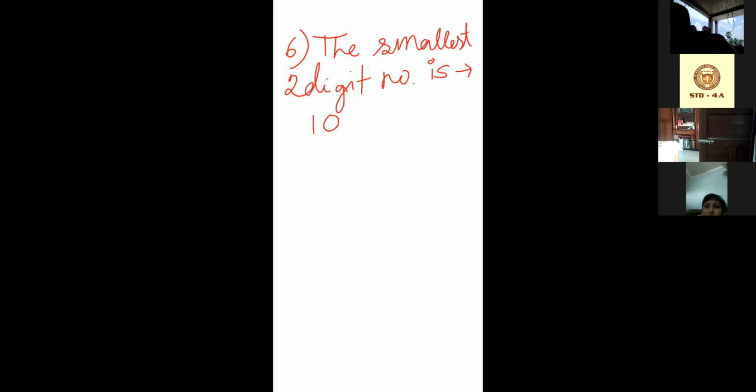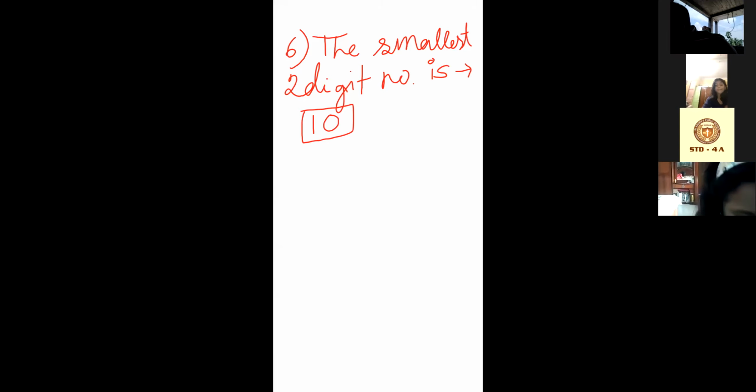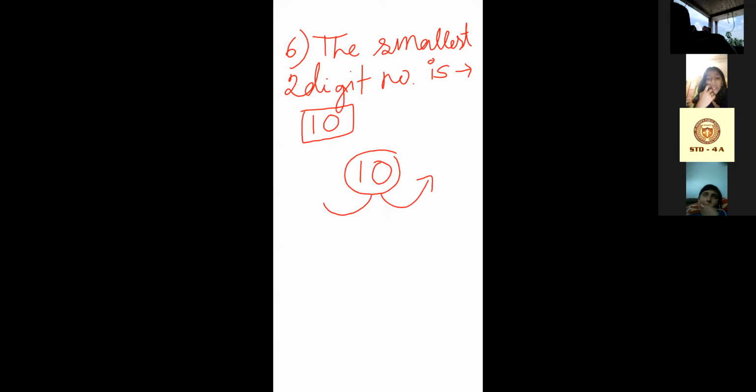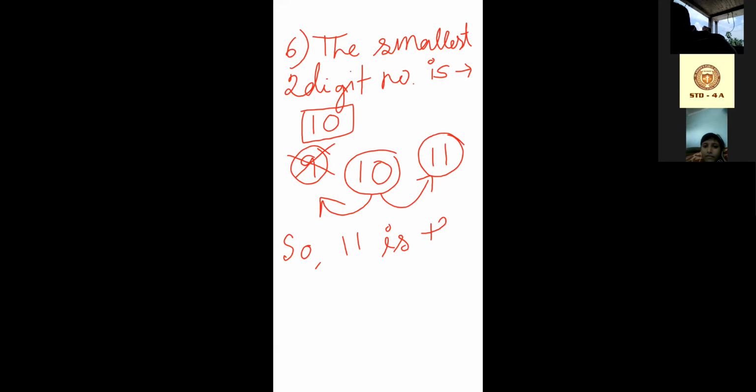Acha, now it is asked the smallest two digit odd number. Is 10 an odd number? No, ma'am, this one is even. 10 is an even number, not an odd number. So around 10, we have to find the nearest odd one, either this side or this side. If we take this side, 9, then it will be a single digit number, na? That's why we have to take 11. Got it? So 11 is the smallest two-digit odd number.